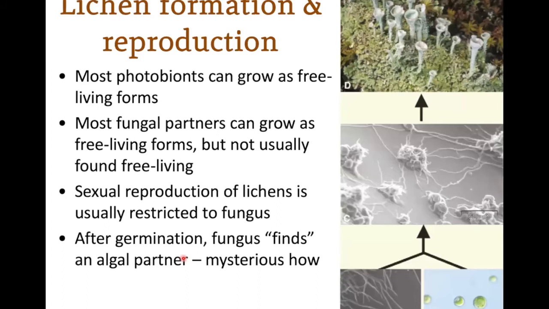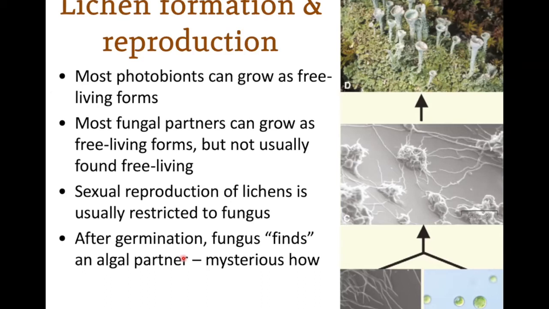This process of how the fungus finds its alga or cyanobacterial partner after it germinates is completely mysterious. We don't understand how this happens. Did they just run into each other? Are there that many of these things floating around that they can do that? So really, we don't know too much about this at all.